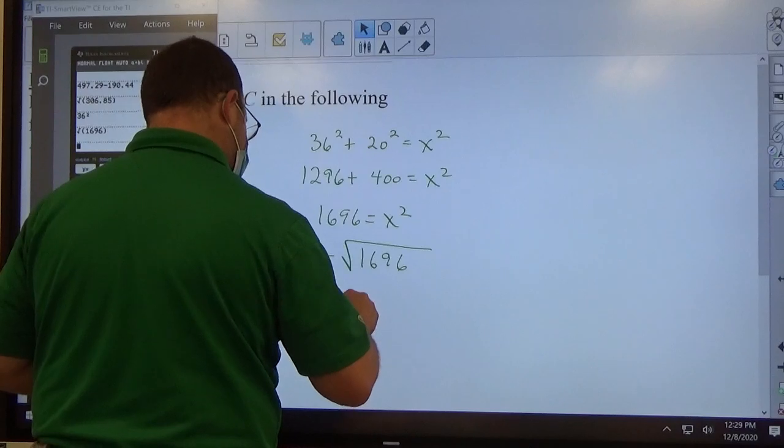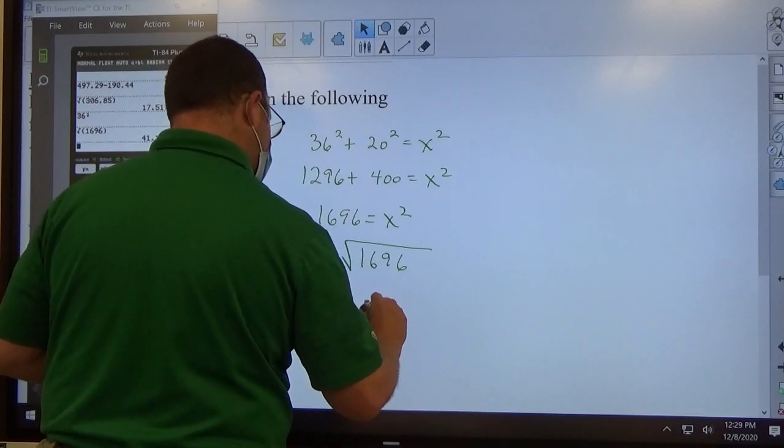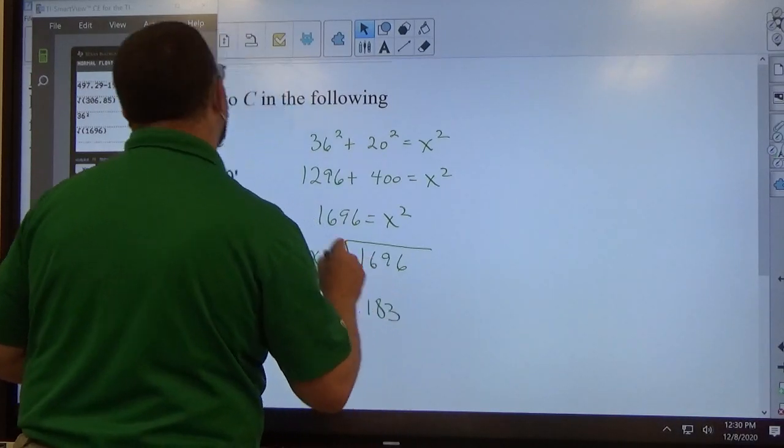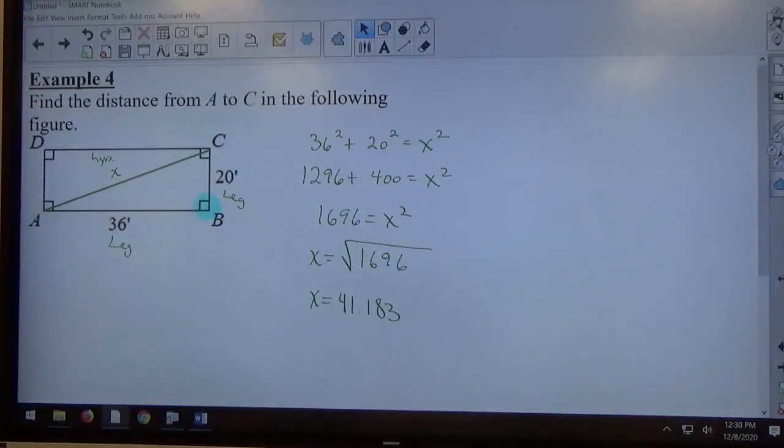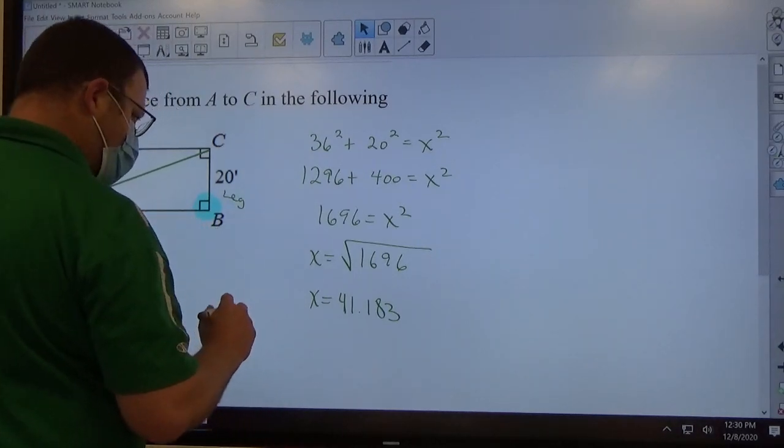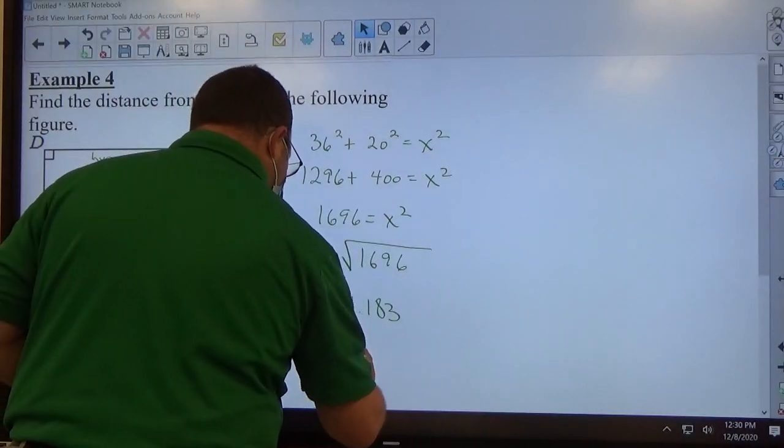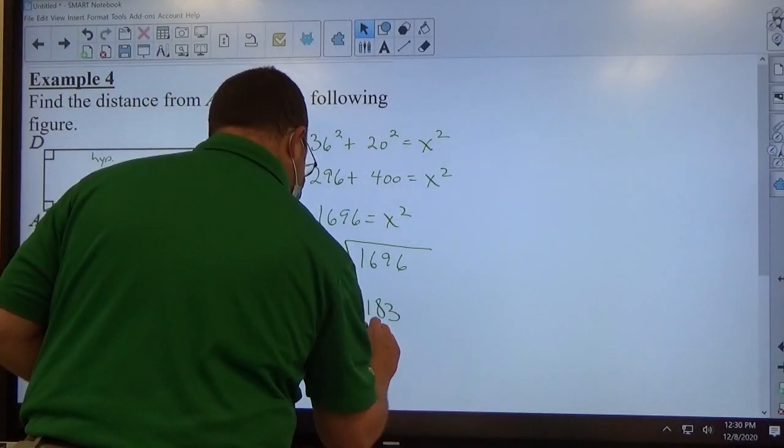Really, 41.183. So we're on to a couple decimal places. Again, it doesn't specify anything about rounding here, so a couple decimal places is fine with me, unless otherwise directed. So I'm going to go with 41.18 feet.